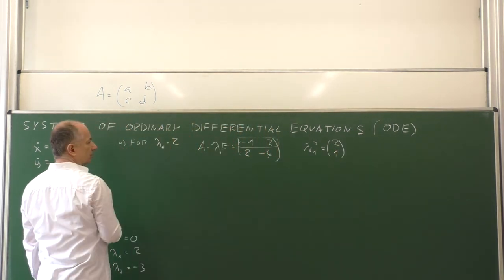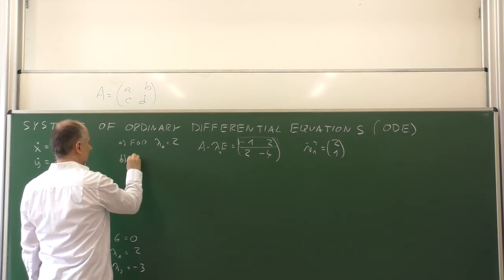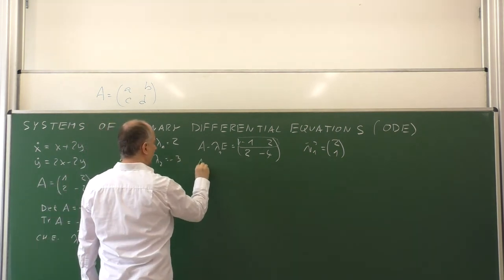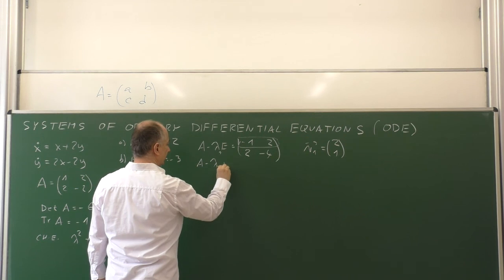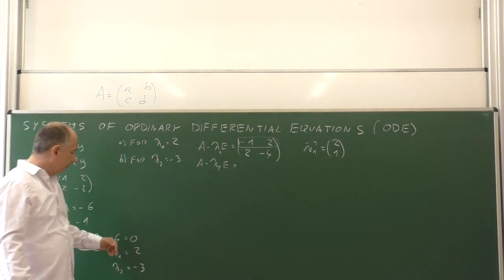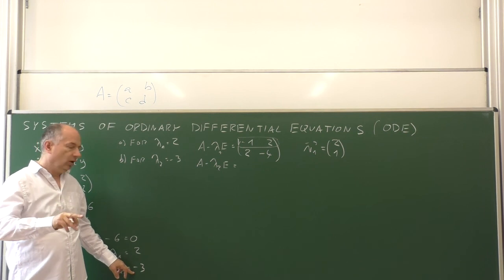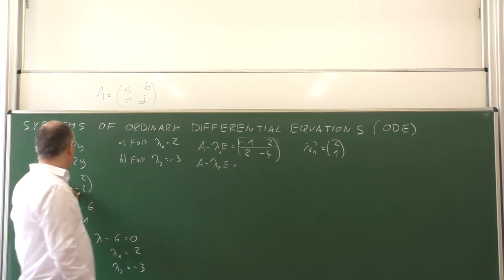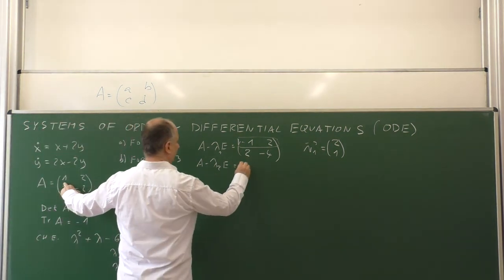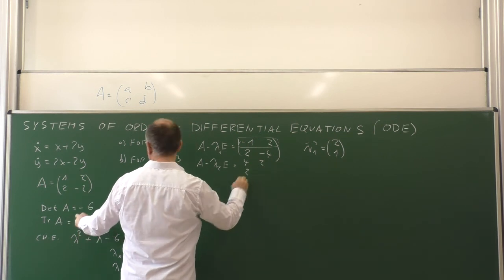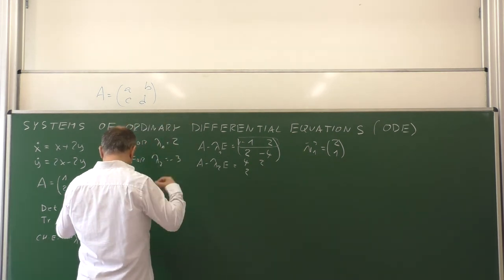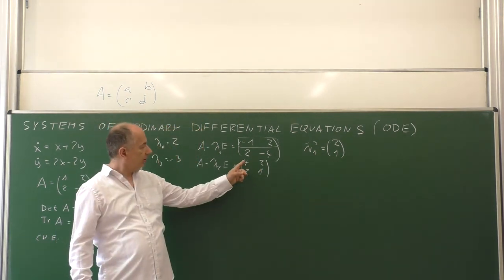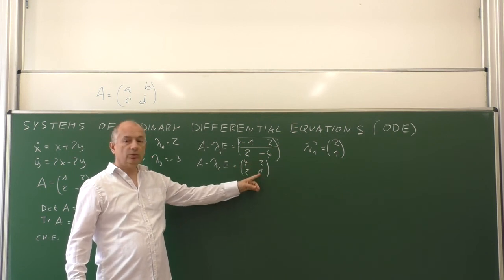And similarly, for lambda 2 is minus 3, we build the matrix A minus lambda 2 E. Now we subtract 3, that means we subtract minus 3, that means we add 3 to the entries on the main diagonal. So 1 plus 3 is 4, 2 is unchanged, and minus 2 plus 3 is 1. And again we see that, say, the first column is 2 times the second column.